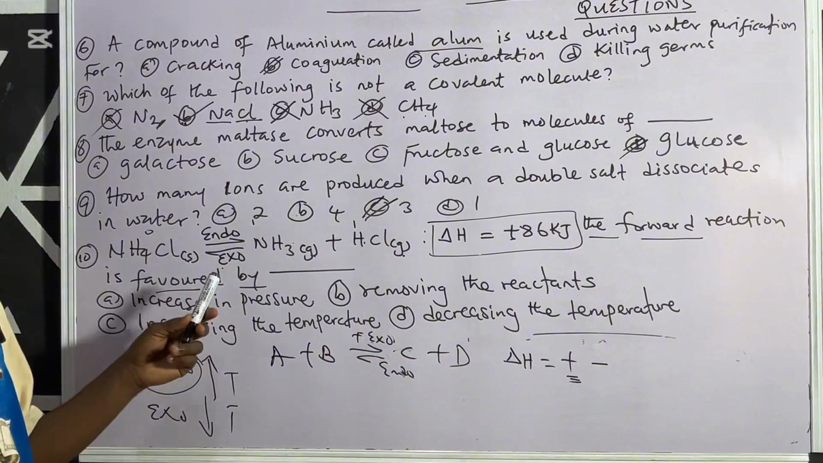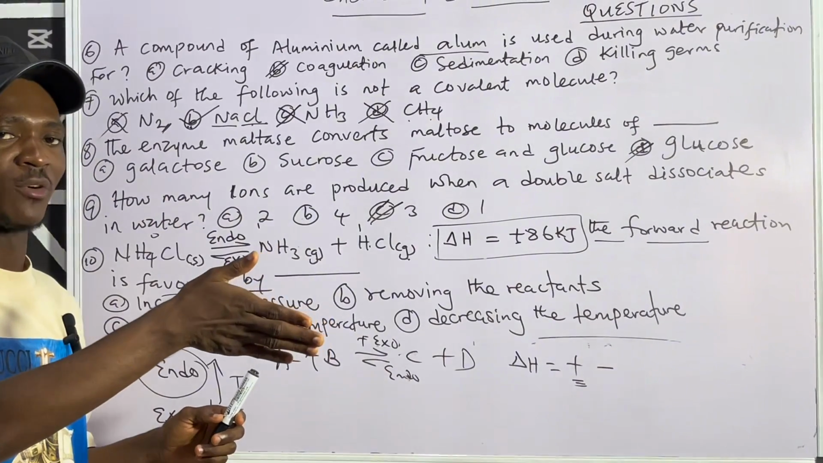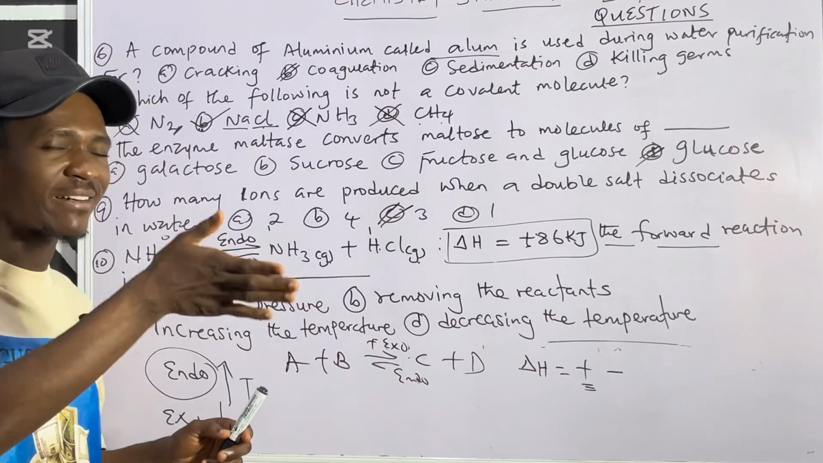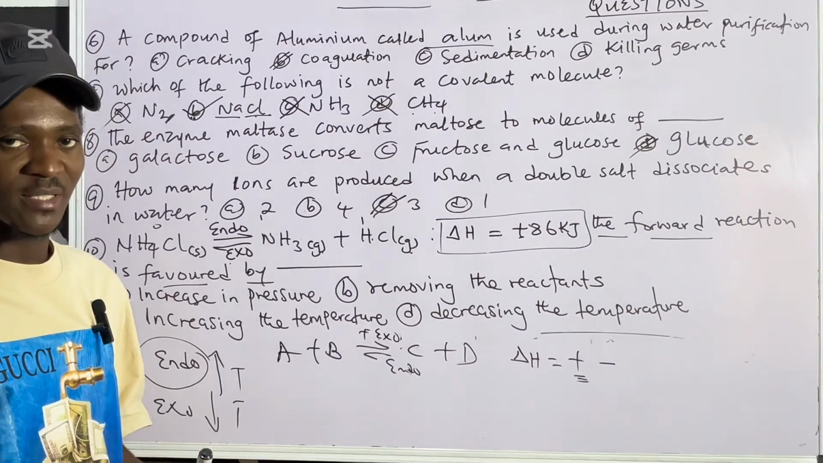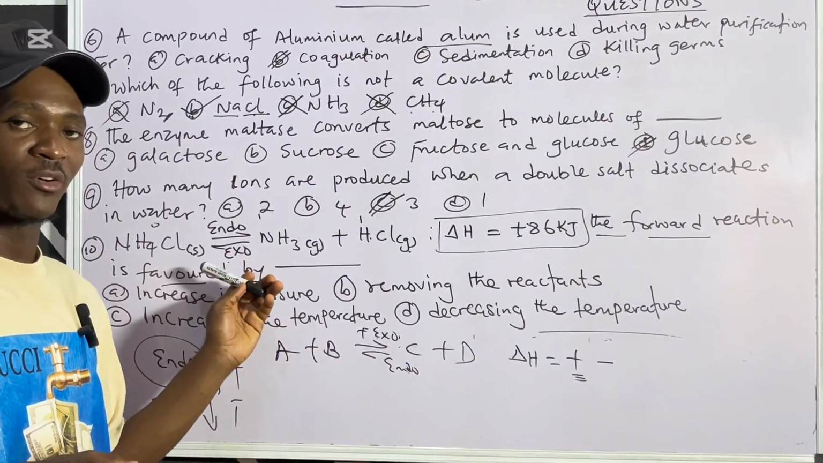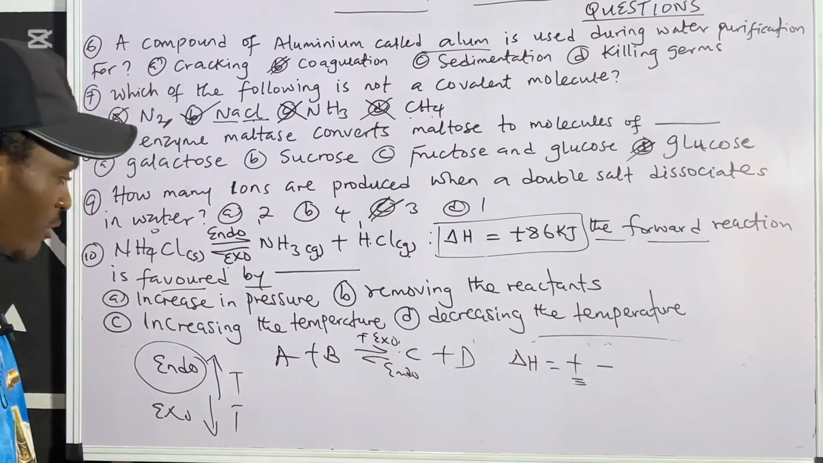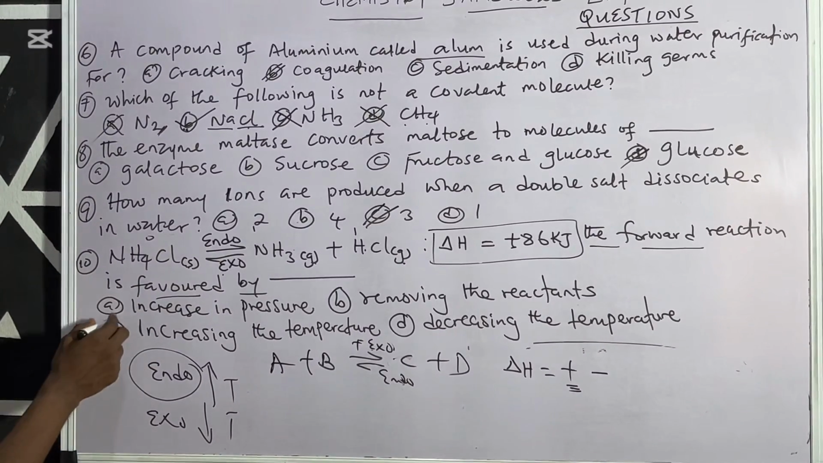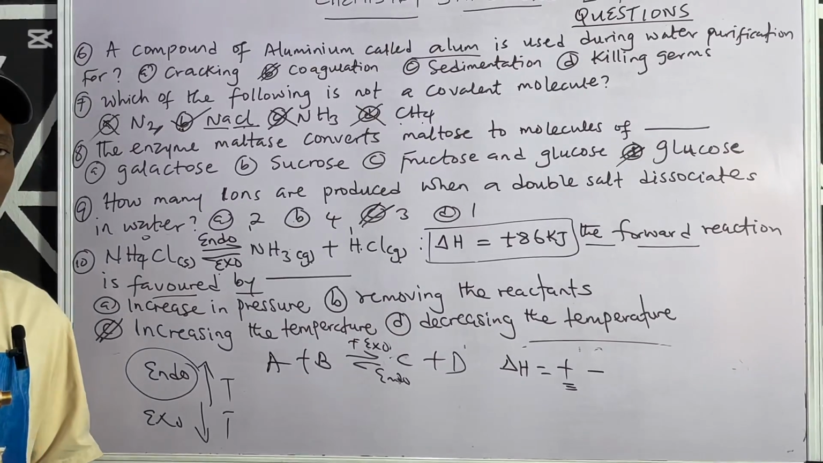The forward reaction is favored by. Now, what did I tell you guys? For an endothermic reaction, the forward reaction, what should favor it in terms of temperature? An increase. Because when you increase temperature, you favor endothermic. Then the backward reaction will be favored by what? A decrease in temperature because it's exothermic. So the correct option is what? Increasing temperature. So that's the right answer. Then let's see the next question.